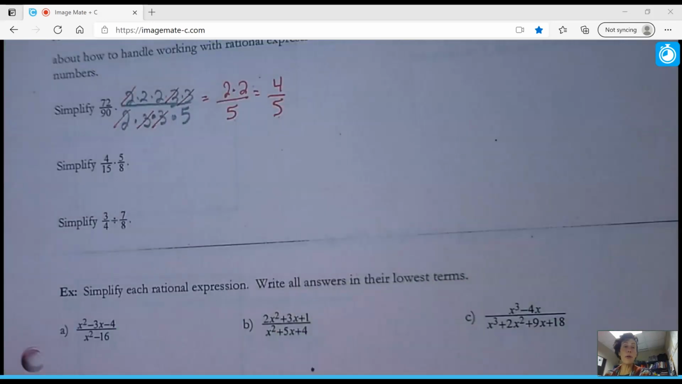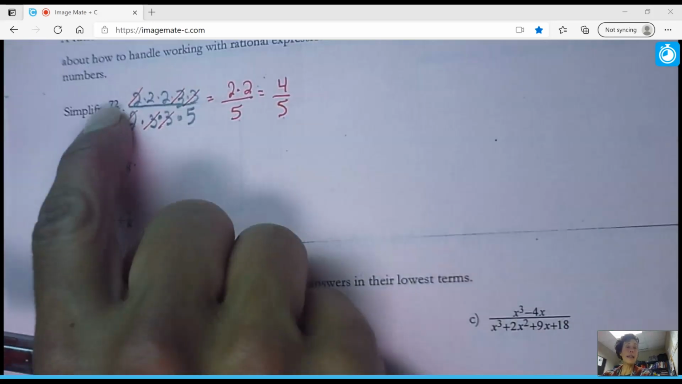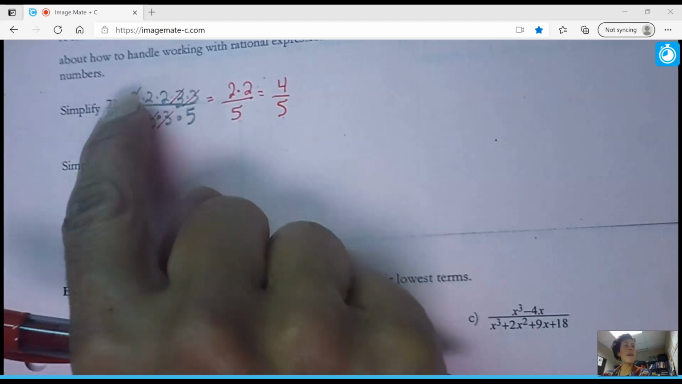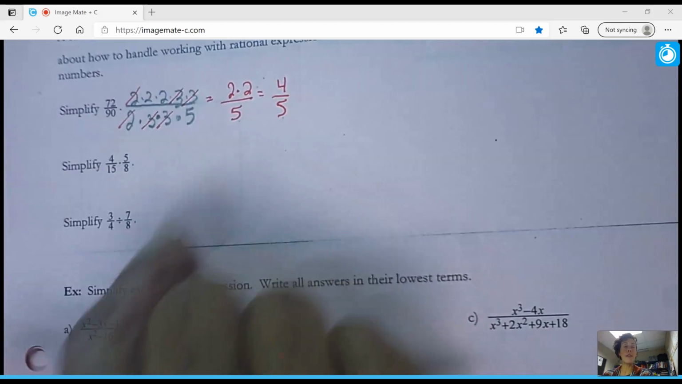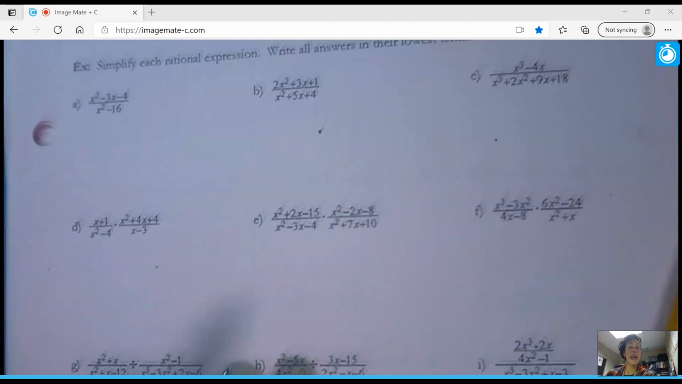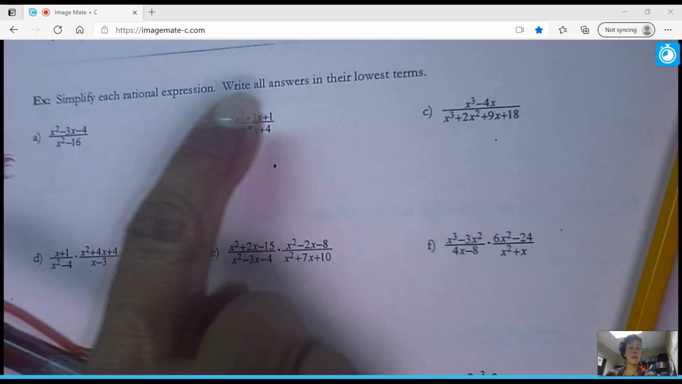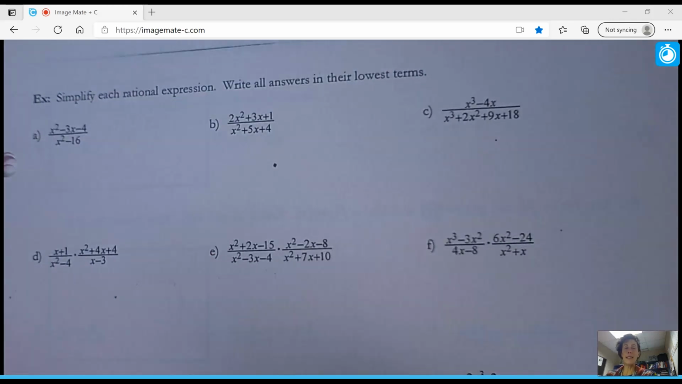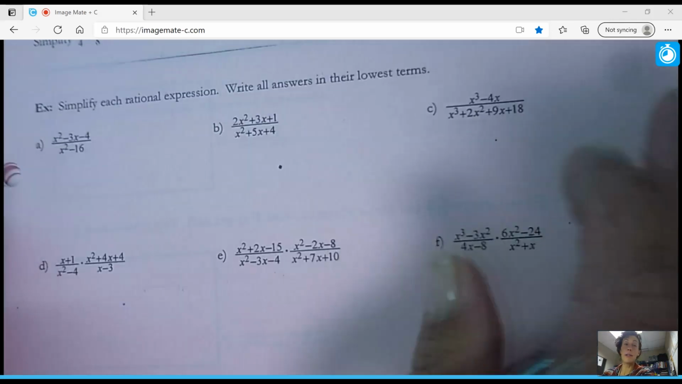And that's how we're going to approach these problems. We're going to take the 72 and the 90, factor them completely, as factored as they could go, and then cross out the common factors. So that's what's going to happen here, and we're going to walk through these first couple of examples. Okay? Here you're multiplying and dividing, so we'll look at it not much differently though.